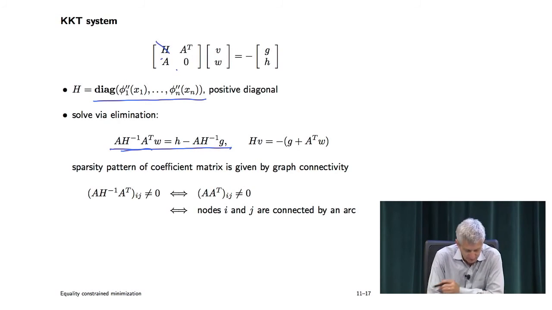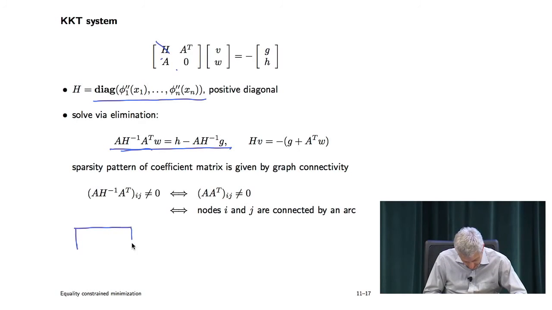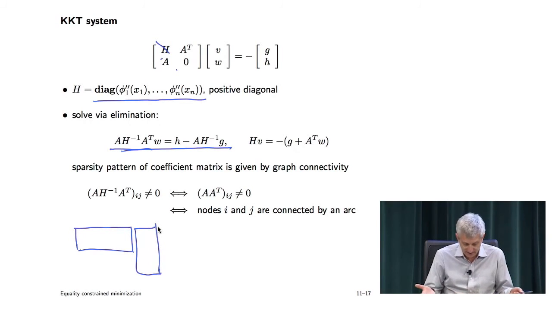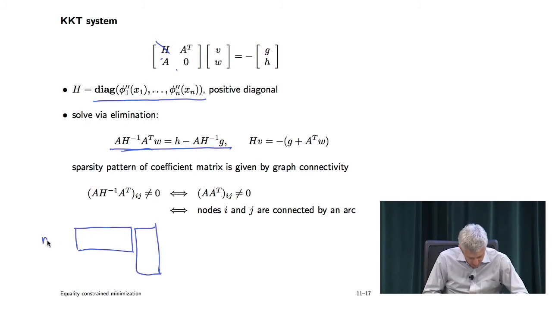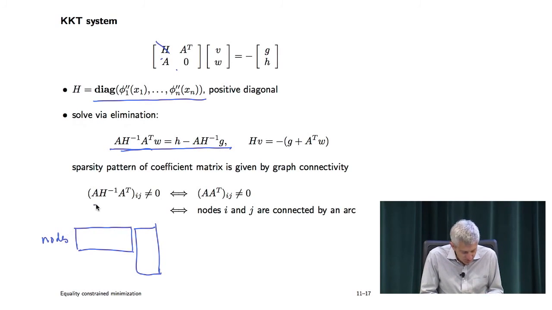But we can actually say more, because this is A times H inverse, that's diagonal, times A transpose. And the sparsity pattern is the same as the sparsity pattern of A transpose. Now A is here, a fat matrix like this. So A transpose is the small one. A diagonal one doesn't affect the sparsity pattern, okay? And this is nodes by nodes, so this is a nodes by nodes matrix, and we can say exactly what its sparsity pattern is. This sparsity pattern is the following. An entry is non-zero here if and only if nodes i and j are connected by an arc, okay?